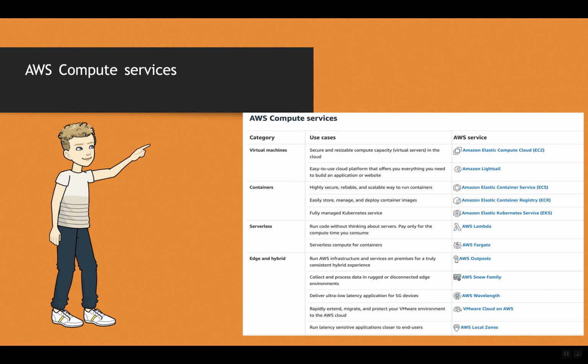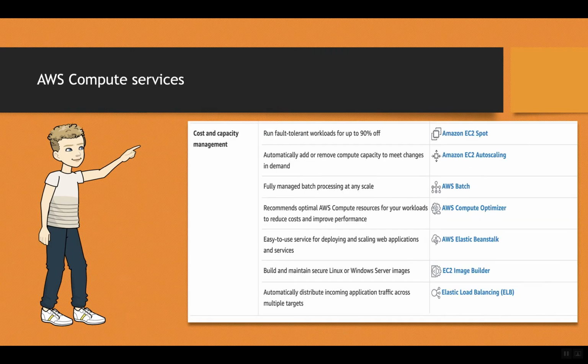If you use AWS Snow Family, you can collect and process data in rugged or disconnected edge environments. If you go for AWS Wavelength, it is for 5G devices, which delivers ultra-low latency applications for 5G. It's mainly for the telecommunication industry. If you go for VMware Cloud on AWS, you can rapidly extend, migrate, and protect your VMware environment to the AWS Cloud. AWS Local Zones, run latency sensitive applications closer to end users.